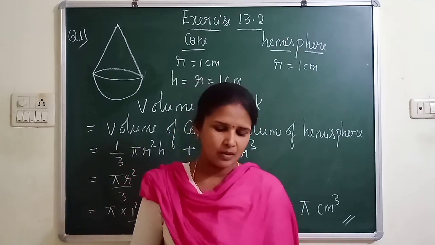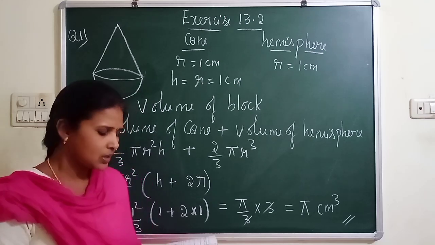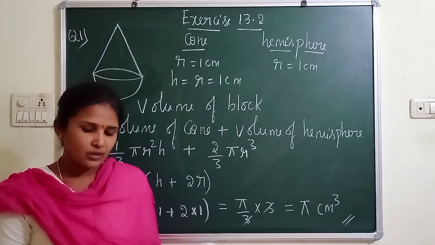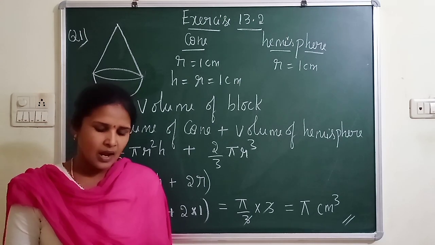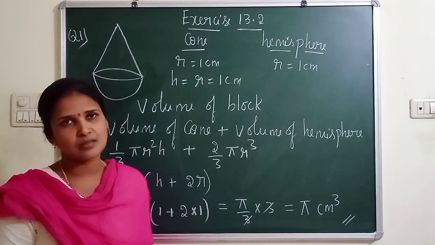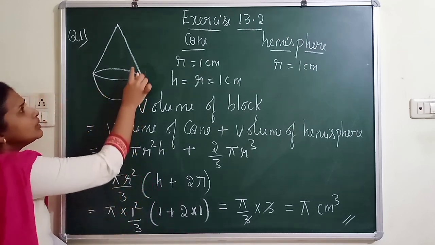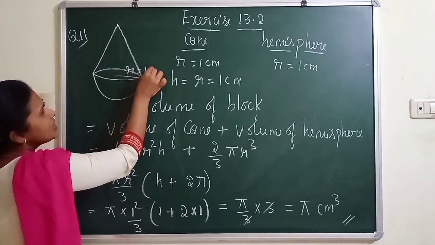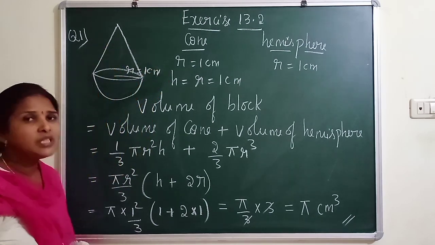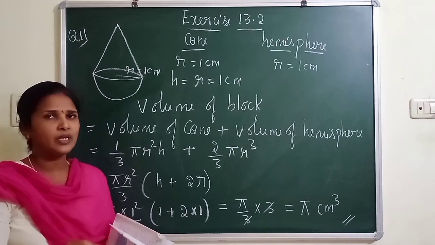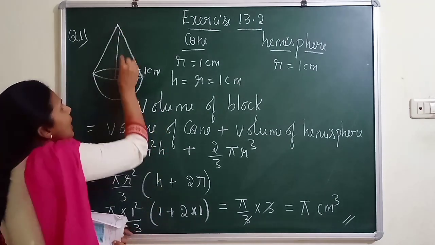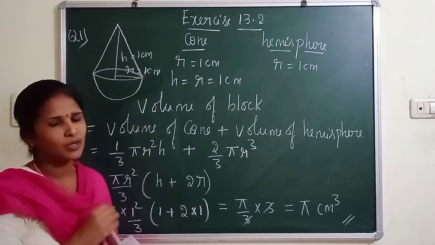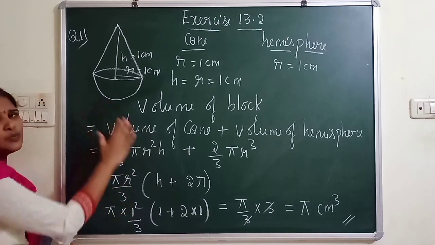The first question is here. Exercise 13.2, first question. A solid is in the shape of a cone standing on a hemisphere with both their radii being equal to 1 centimeter, and the height of the cone is equal to its radius. So what has he given? He has given that the cone is mounted on a hemisphere, and the radius of the cone is 1 centimeter, and the radius of the hemisphere is also 1 centimeter. And one more, note it down: the height of the cone is equal to the radius of the cone. Both height and radius are equal. And he is asking to find the volume of this solid.